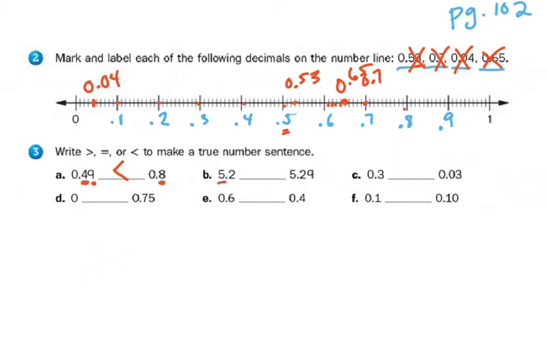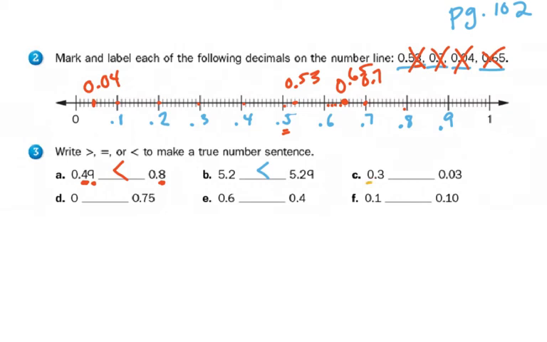B. We look at the whole number 5. They're the same. So we'll go to the next place value, which is the tenths. 2 and 2 are the same. So we're going to go to the next place. Just imagine 2 longs is the same as 20 cubes. So we have a 0 in the hundredths and a 9. So 5 and 2/10 is less than 5 and 29/100.